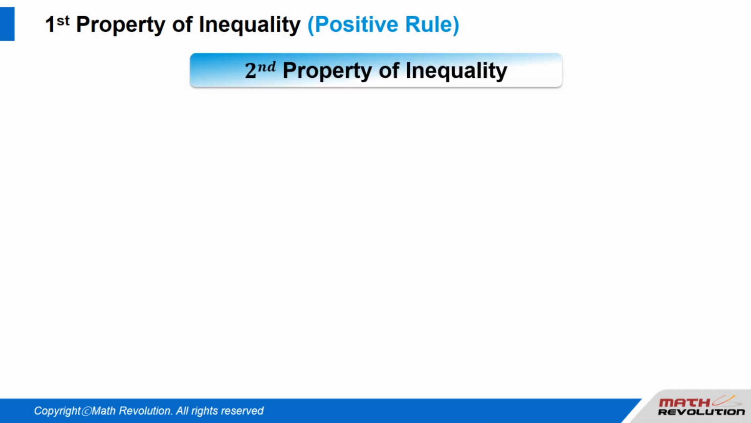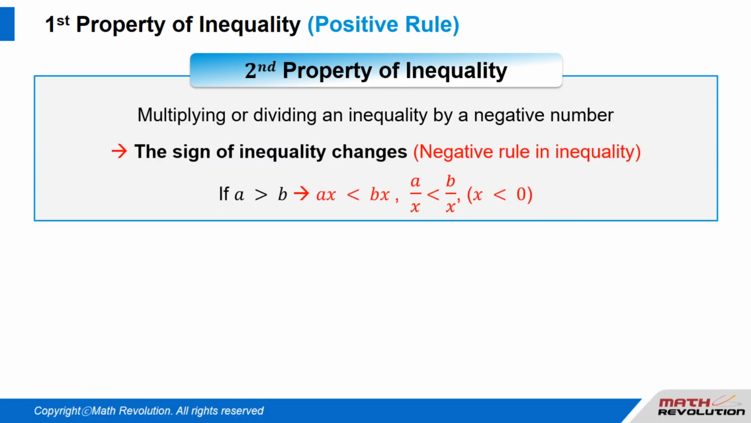Let us talk about the second property of inequality, which is the negative rule. Multiplying or dividing an inequality by a negative number changes the direction of the inequality sign. That is, if A is greater than B, then A times X is less than B times X, and A over X is less than B over X, for each X less than 0.